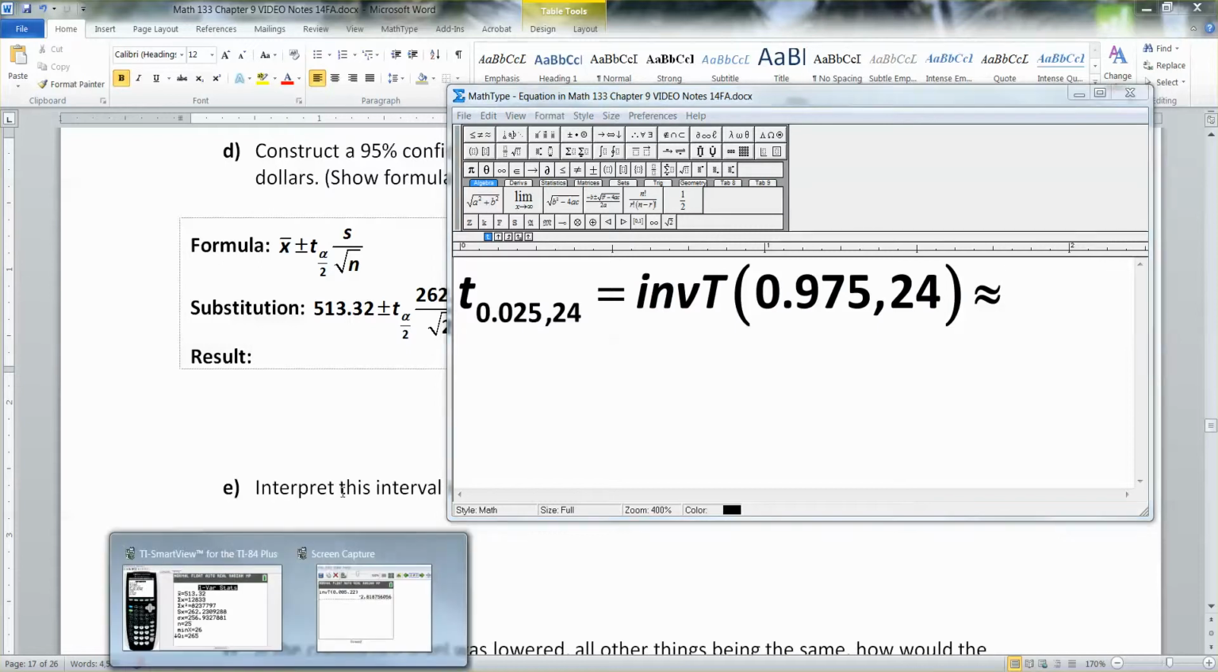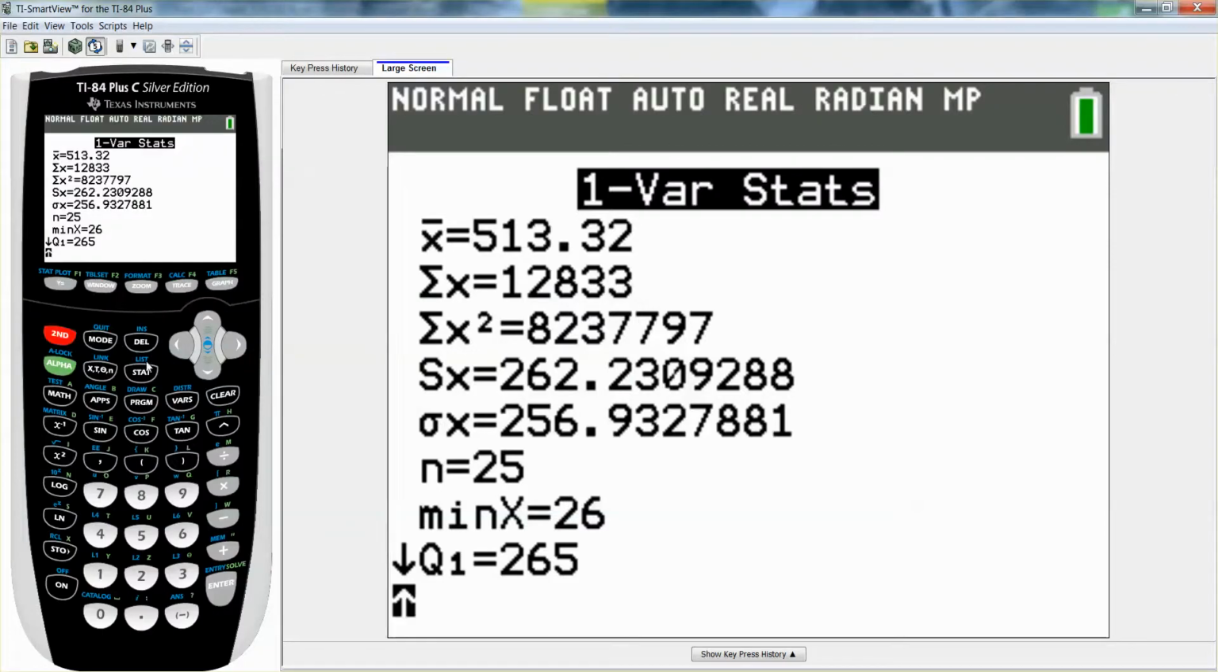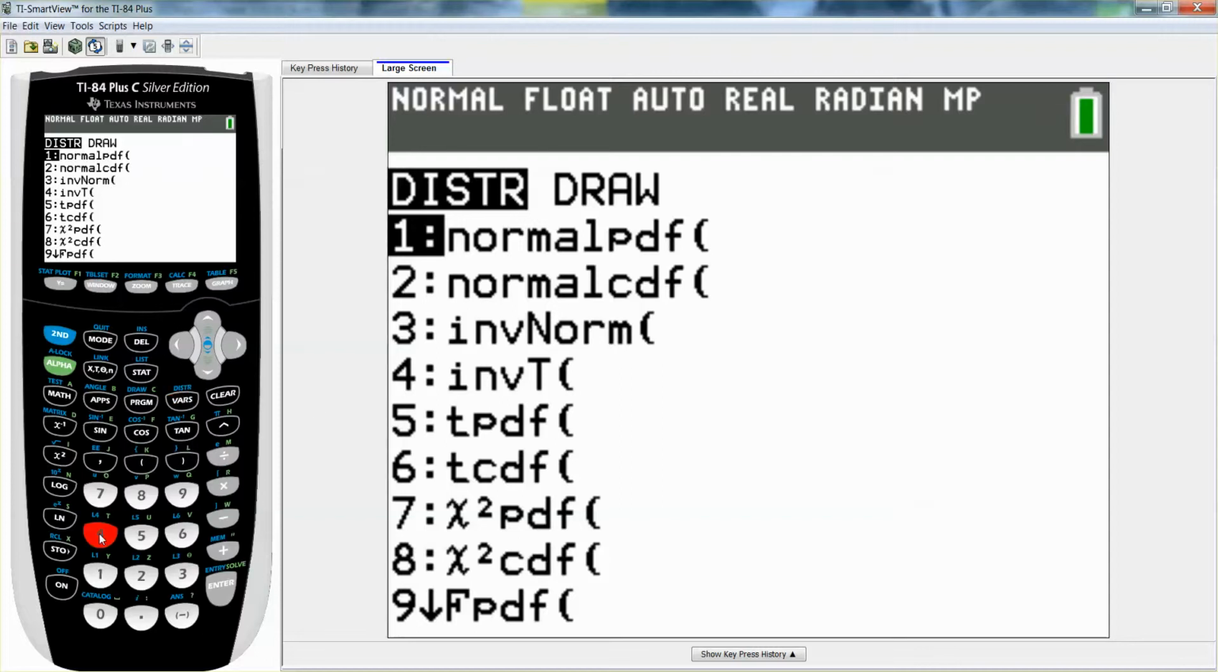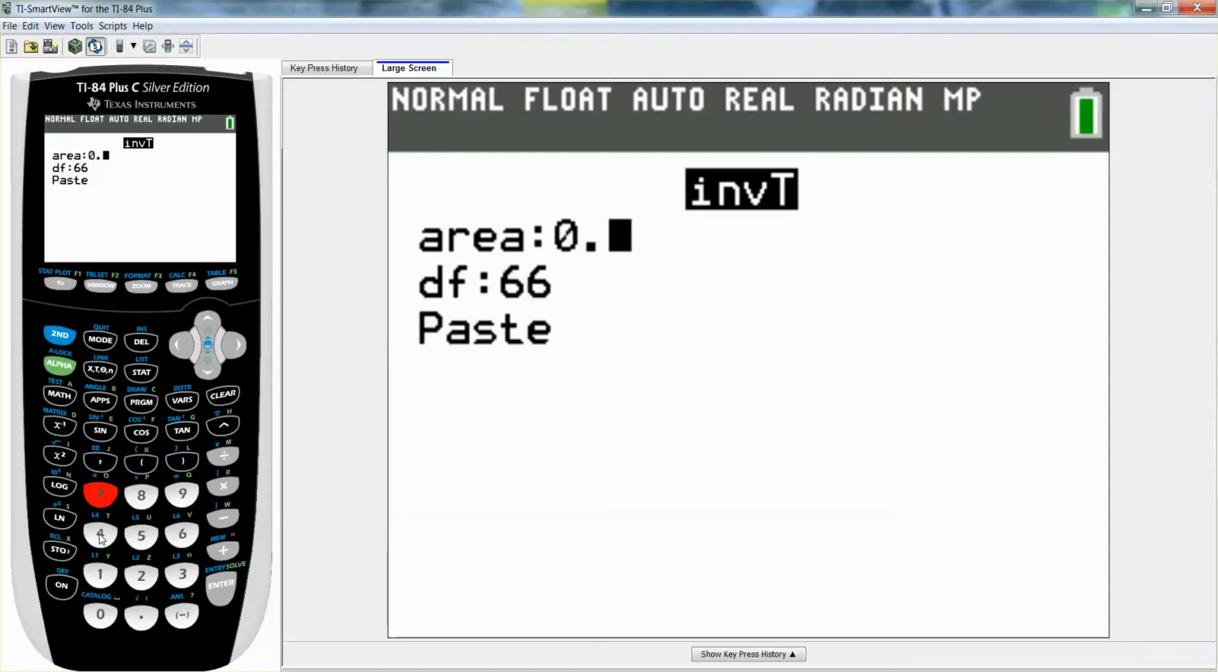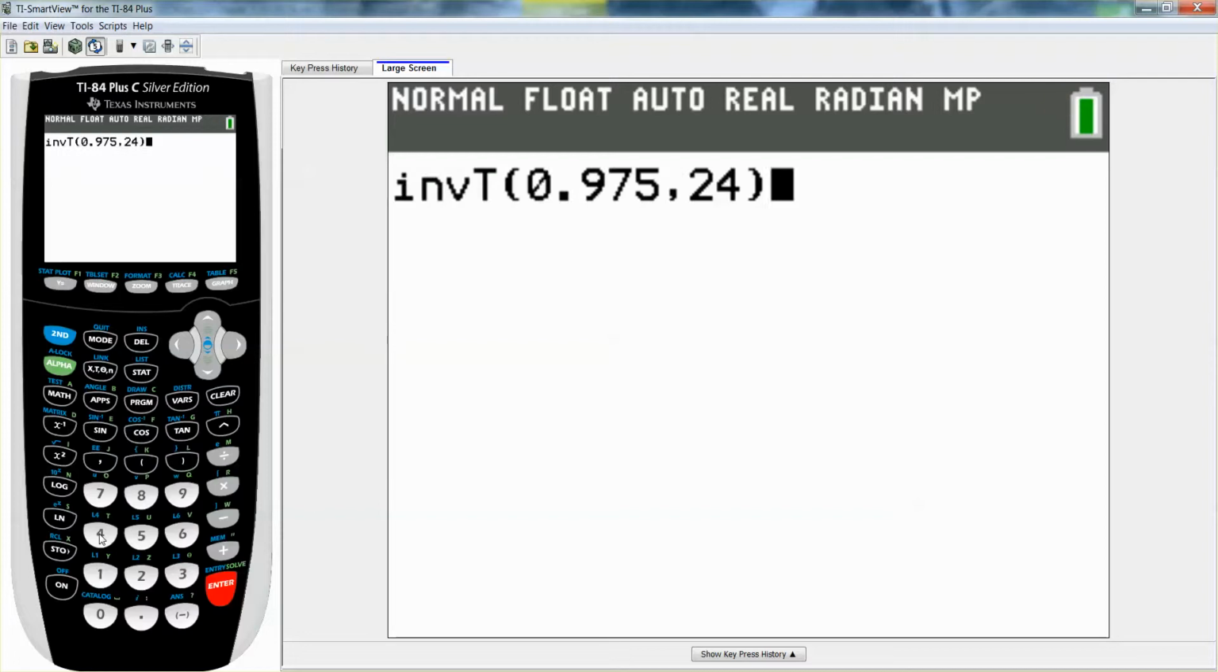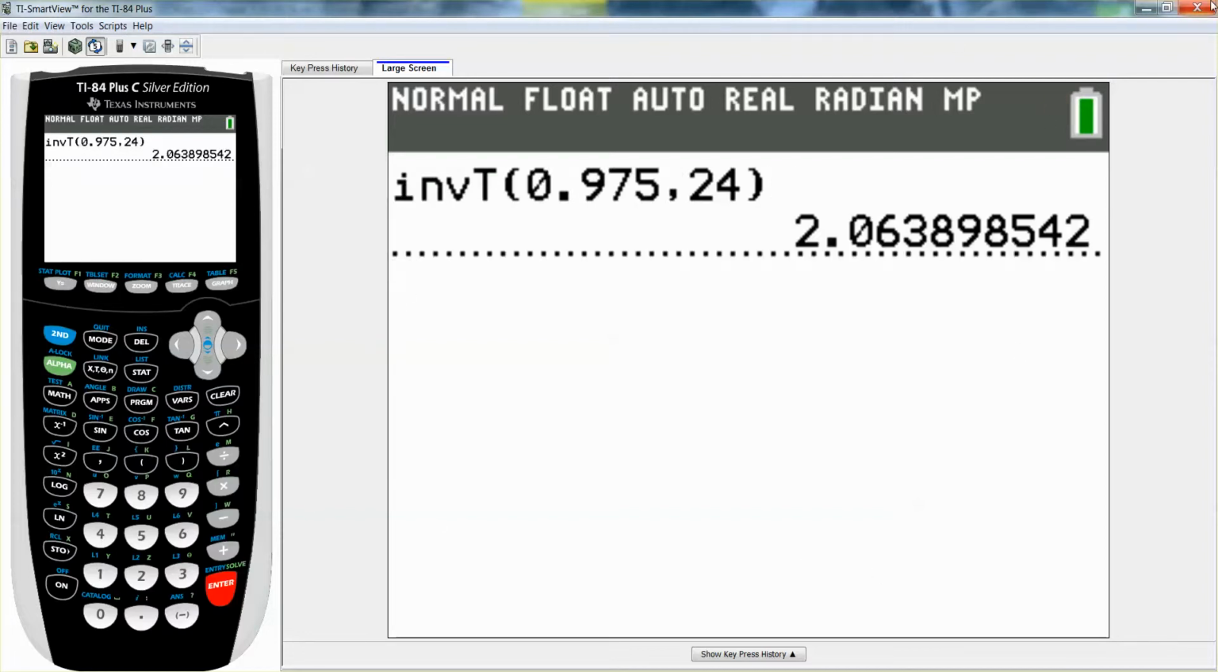Okay, so let me grab my calculator. I'm going to go to distributions, pick number 4, inverse t, 0.975, 24, paste, enter, and I get 2.064.